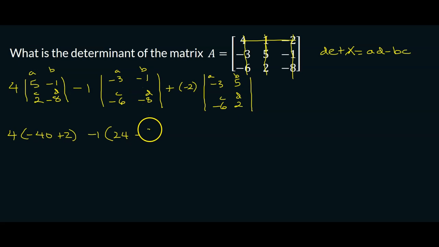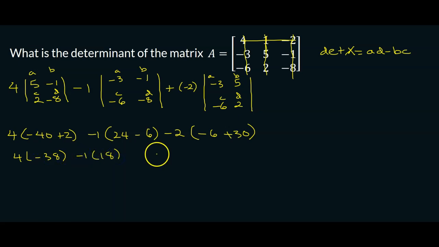and then plus, and then you have a negative here, so this is just going to be minus 2, and then we have AD, negative 3 minus 2, that is negative 6, BC is negative 30, but it's a minus minus, so this is plus 30. So here we have 4 multiplied by negative 38 minus 1 multiplied by 18 minus 2 multiplied by 24.